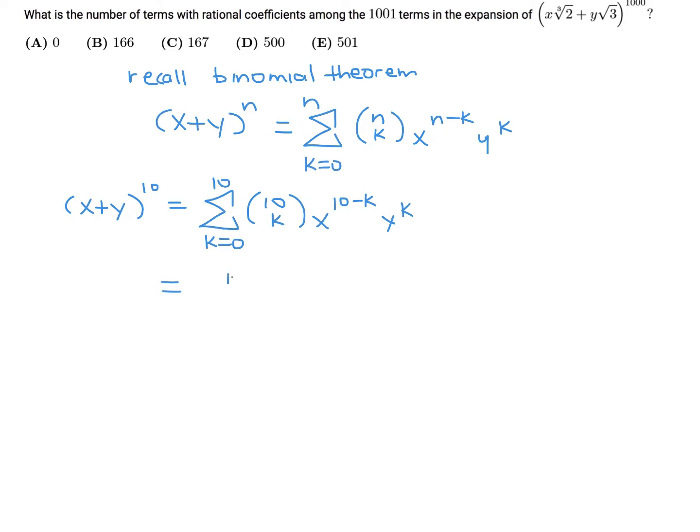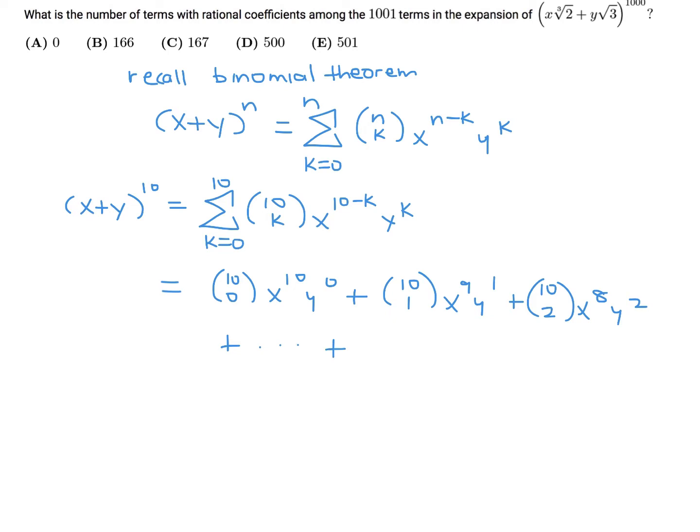When k is 0, this is 10 choose 0, x to the power of 10, y to the power of 0. When k is 1, it becomes 10 choose 1, x to the power of 9, y to the power of 1. When k is 2, it becomes 10 choose 2, x to the power of 8, y to the power of 2. Plus dot dot dot, keeps on going.